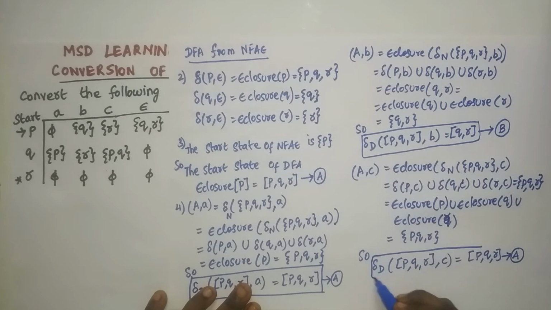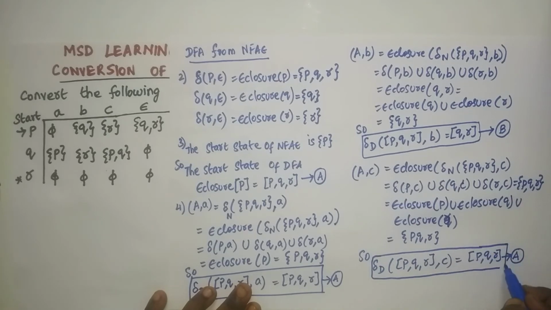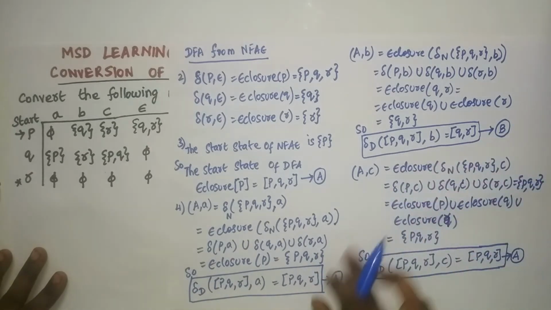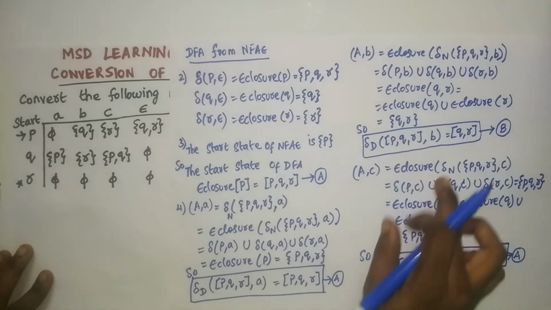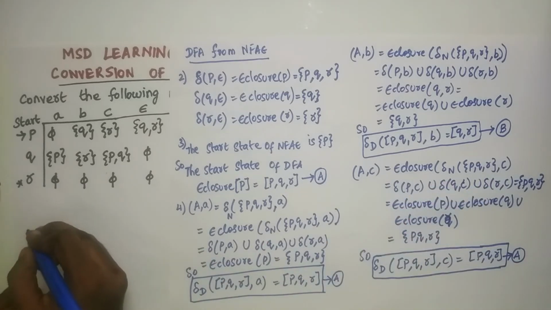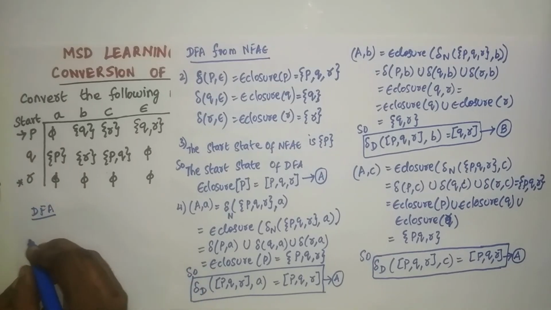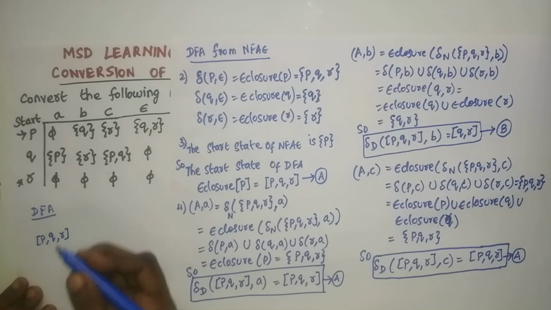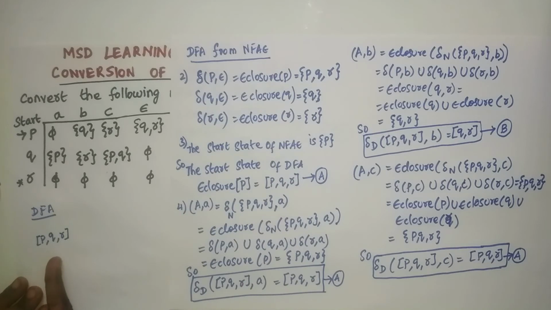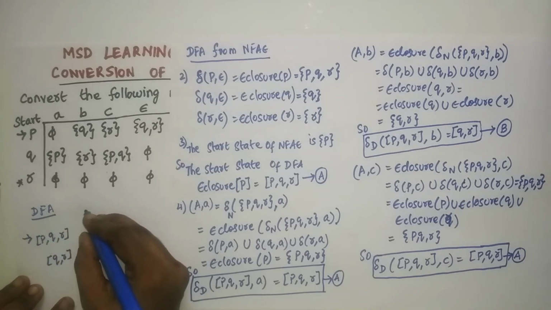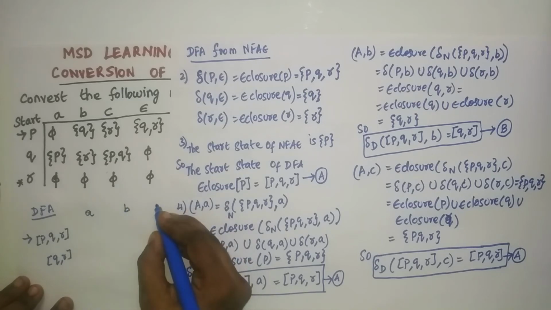So while we are processing A comma B and A comma C, we have three states. Now let us start creating the DFA transition table. Here for the DFA transition table, we have the initial state {P, Q, R}, which is the state A, and another state {Q, R}, which is B. Now we will have the inputs as a, b and c.